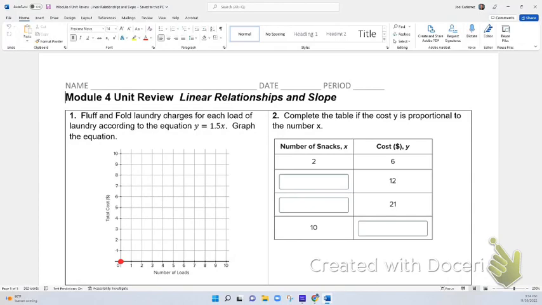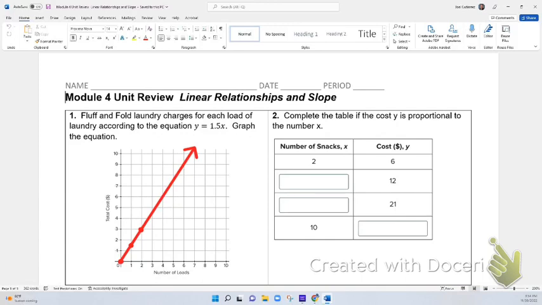So if I go for one load, it costs $1.50. That is called my unit price or my unit rate. If I do 2 loads of laundry, I do $1.50 times 2, that gives me $3. And the way I see it, as long as you have 3 points, you will be able to draw your graph or your line in this case. So when we connect all these, this is what my graph looks like for question number 1.